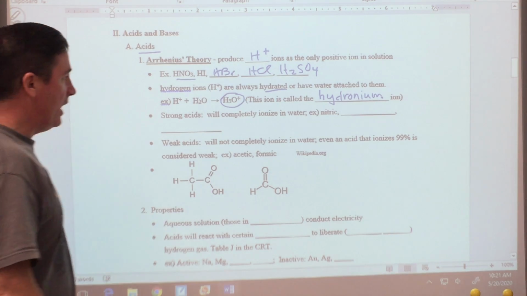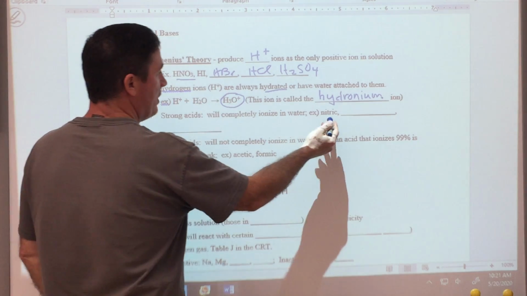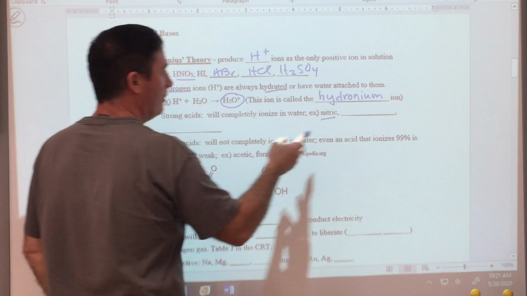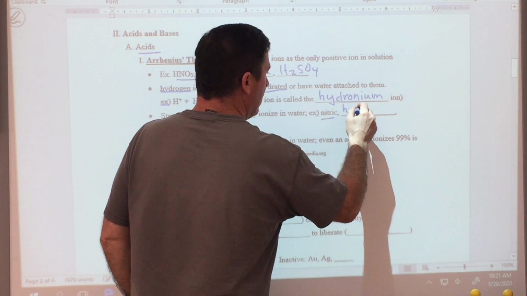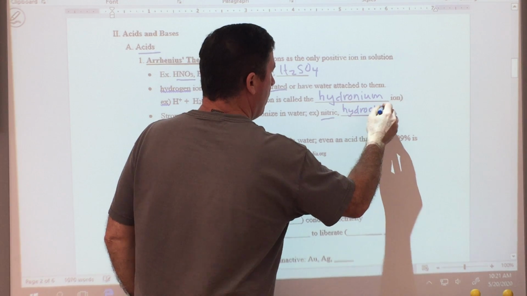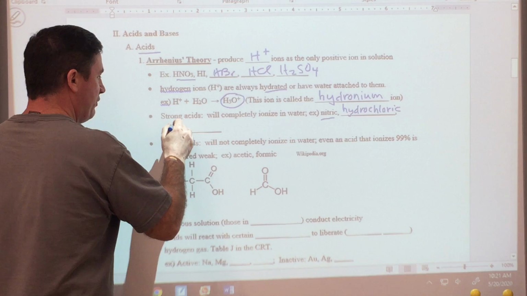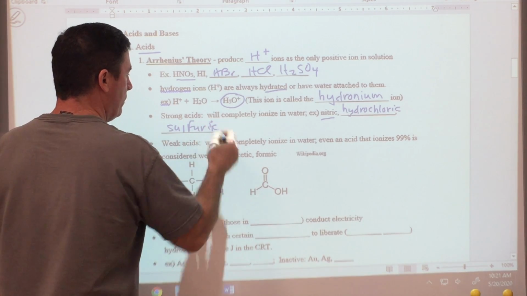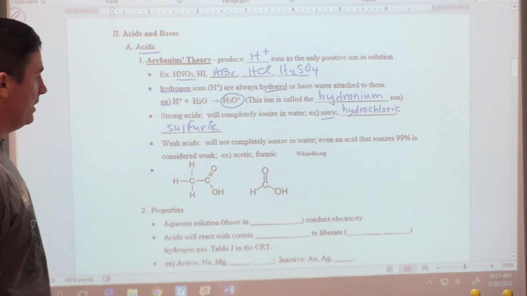Now if you have a strong acid, it will completely ionize in water. So some examples are nitric acid, like that one. That's nitric acid. Hydrochloric acid. And sulfuric acid. Sulfur and then IC at the end.